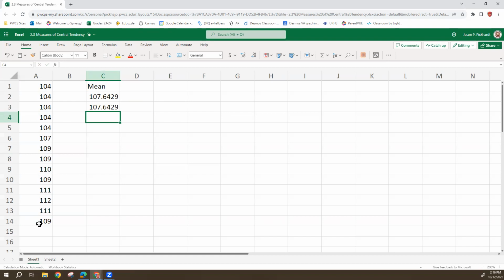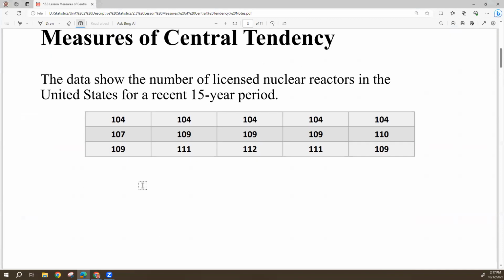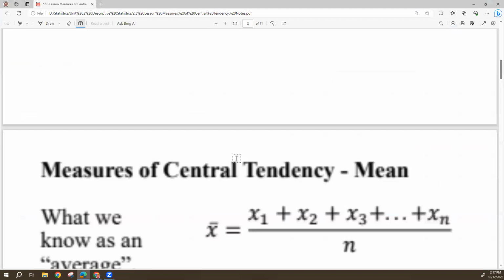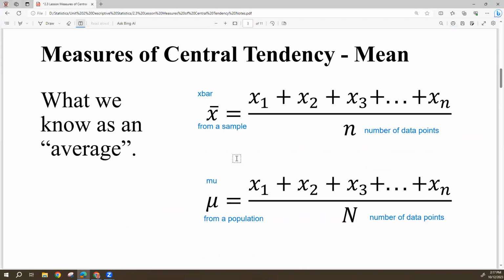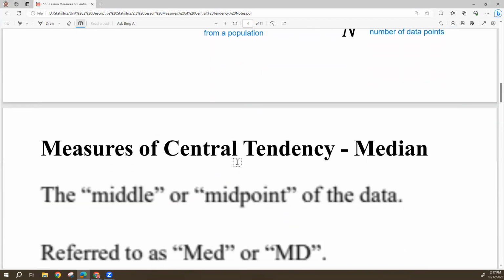So the mean is not always a data point. A lot of times it is a decimal. This is giving us the average, in this case, the average number of nuclear reactors in the United States. So that is one measure of the center of data.